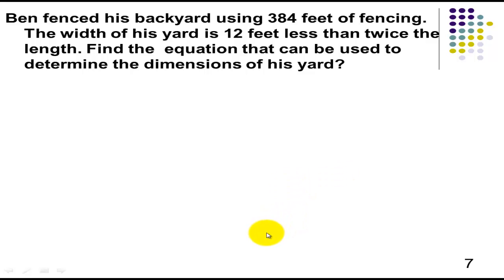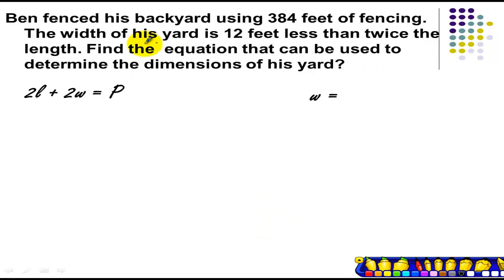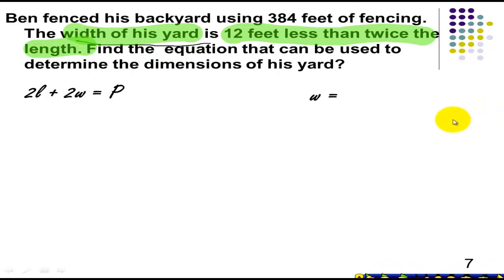Next, Ben fenced his backyard using 384 feet of fencing. The width of his yard is 12 feet less than twice the length. Find the equation that can be used to determine the dimensions of his yard. So again, given W is equal to 12 feet less than twice the length. How are we going to write this as a mathematical expression? So remember, for less than, we have to write this backwards. It should be 2L minus 12.